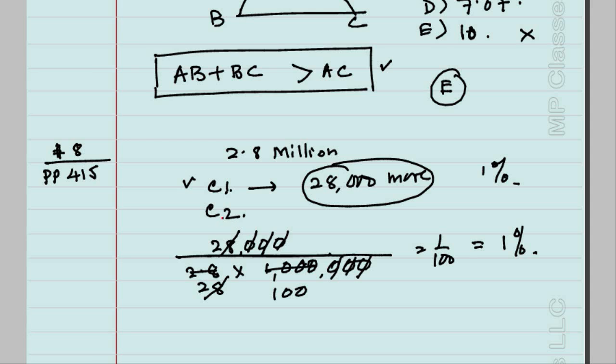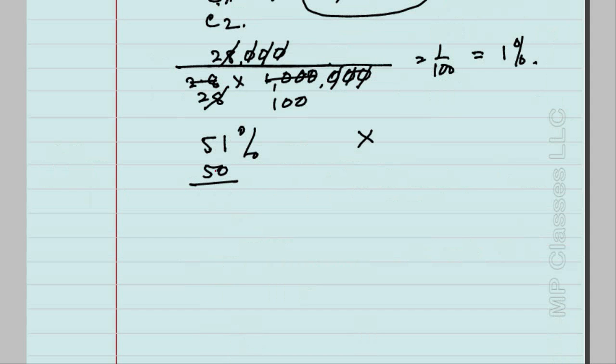Now if you are not careful after this point, there is a possibility of making an error. The question says what percent of 2.8 million votes were cast for candidate 1. So if he received 1% more, what percent did he receive? The tendency to write 51% for C1 will give you an incorrect answer, because if 51 is for C1 and 50 for C2, the total is 101%, which is not correct.